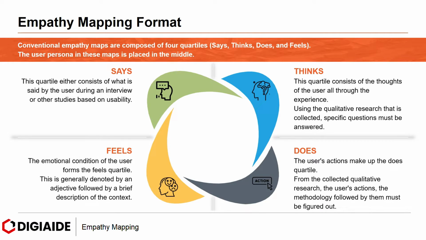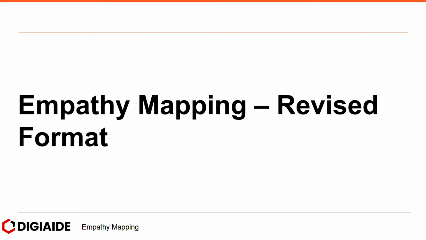And finally, feels. The emotional connection of the user forms the feels quartile. This is generally denoted by an adjective followed by a brief description of the context. Users' worries and interests must be figured out through the gathered research, along with how they emotionally feel about the events. Please note, sometimes the quartiles may overlap or seem obscure. Moving on to empathy mapping's revised format.